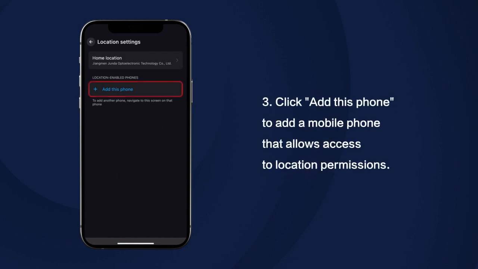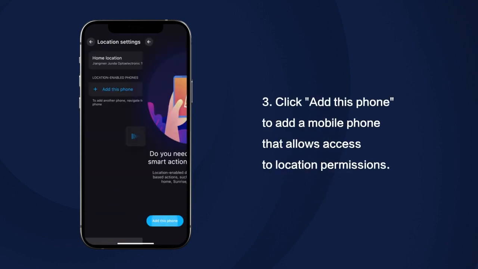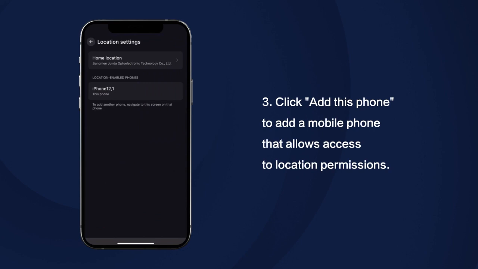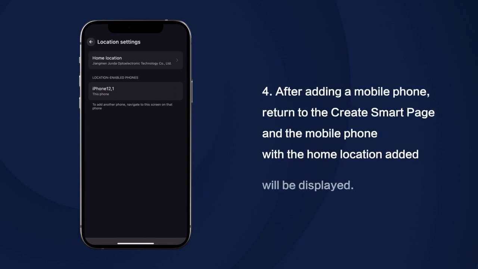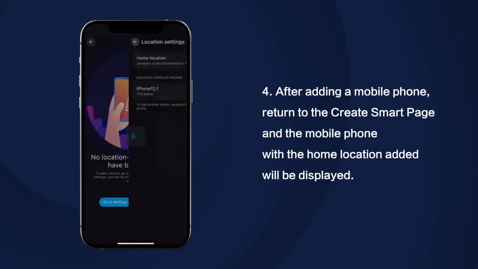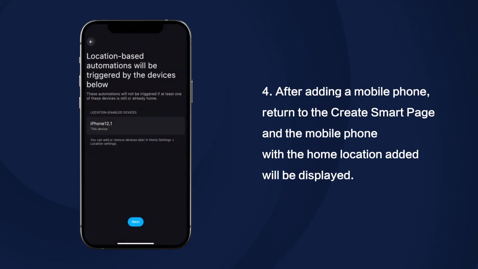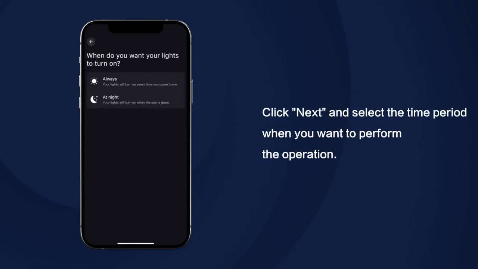3. Click Add this phone to add a mobile phone that allows access to location permissions. 4. After adding a mobile phone, return to the Create Smart page and the mobile phone with the home location added will be displayed. Click Next and select the time period when you want to perform the operation.